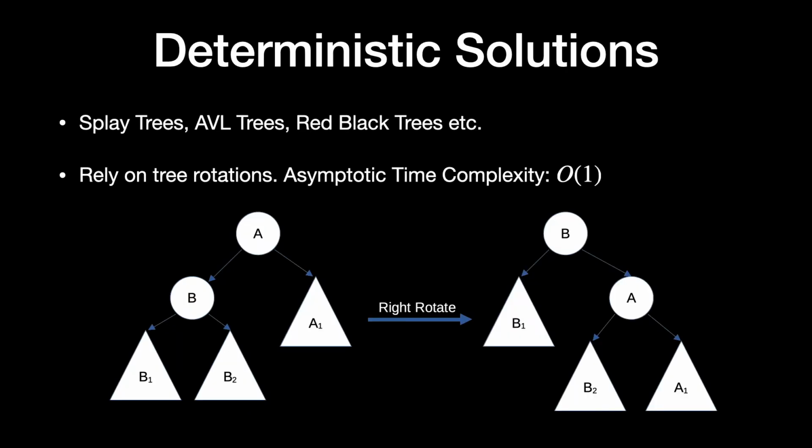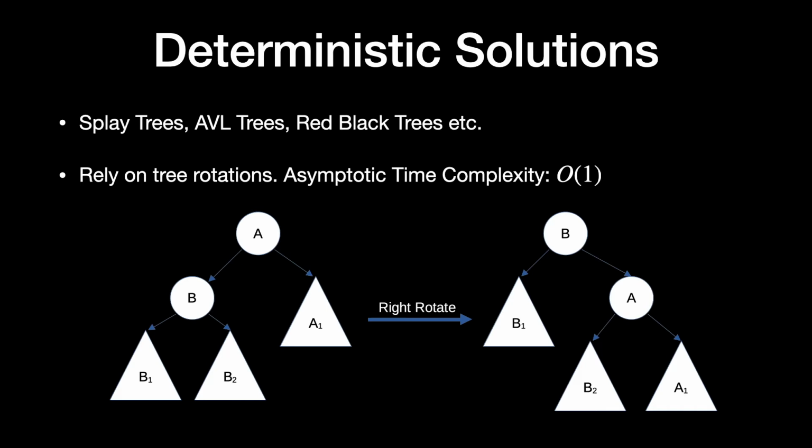Some deterministic solutions were created to solve this problem. The solutions include data structures like splay trees, AVL trees, and red-black trees. These are basically self-balancing binary search trees. In order to balance the binary search tree, they rely on tree rotations. The asymptotic time complexity of a single tree rotation is big O of 1. I've drawn an example of a tree rotation below.